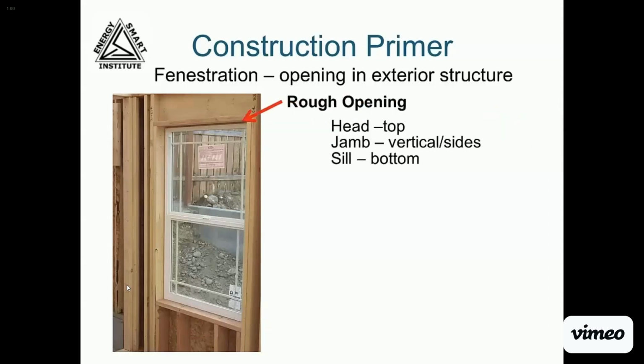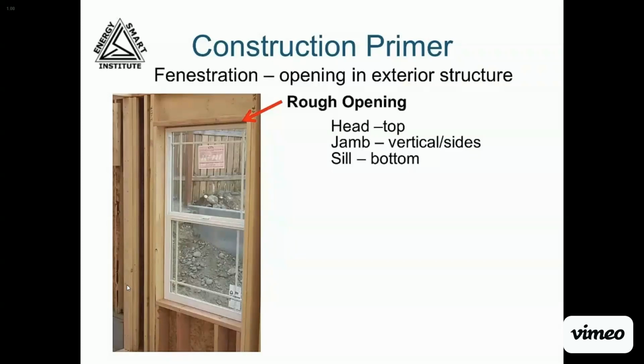The opening that the door or window will go into is called a rough opening. The wood at the top is the head, the pieces on the side are the jambs, and the one at the bottom is called the sill. At the bottom of a door, the sill may also be called the threshold.